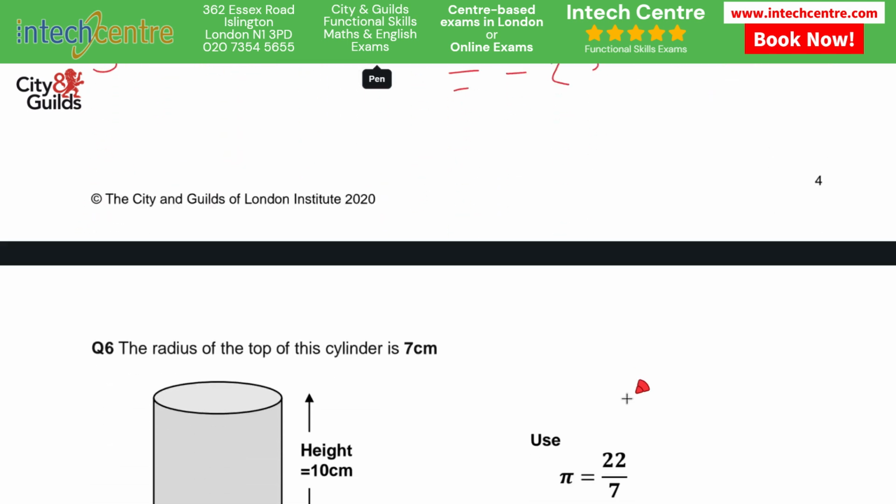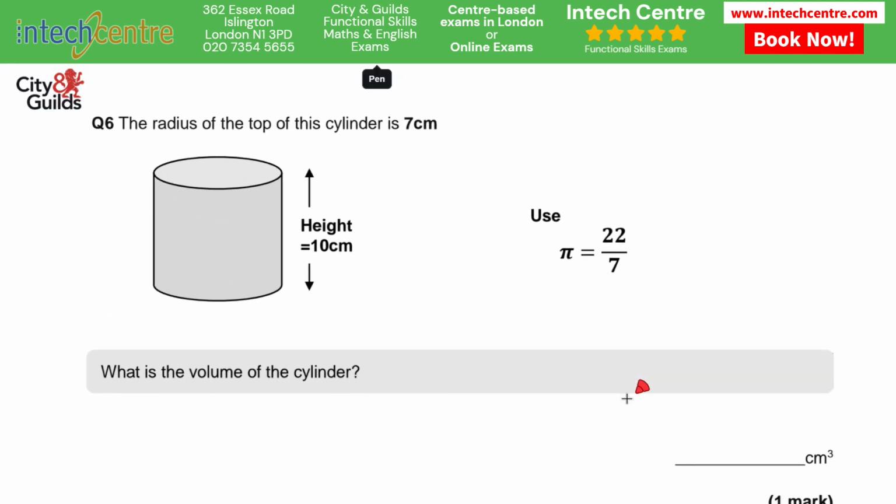Moving on from this question, we move on to question 6. Question 6 gives us a cylinder with a radius of 7 centimeters and height of 10 centimeters. It gives us a substitution value for pi, which is 22 over 7. What is the volume of the cylinder?